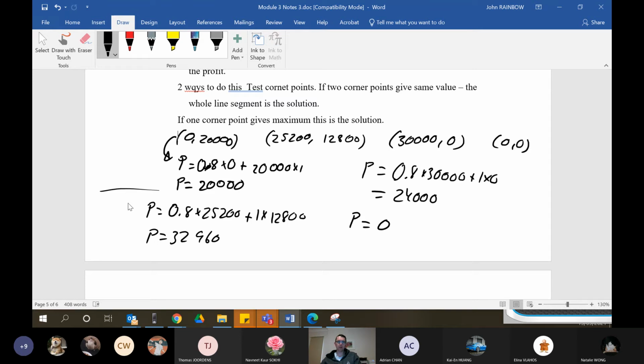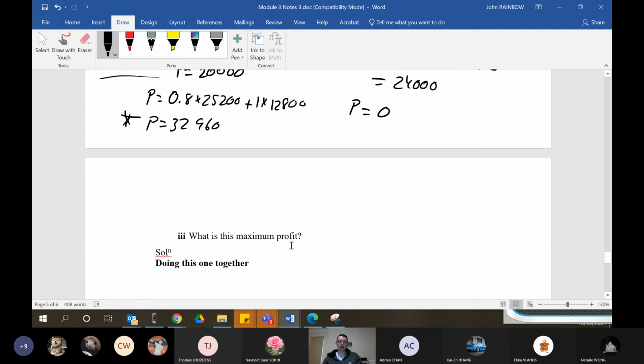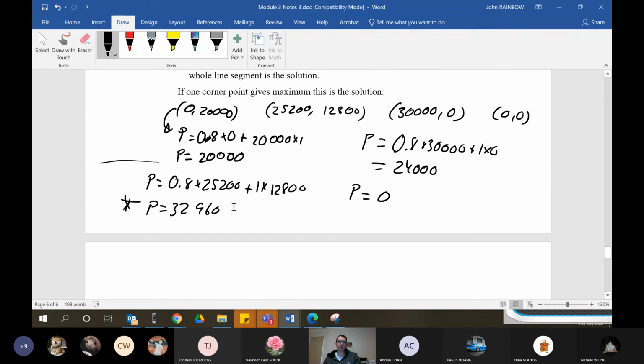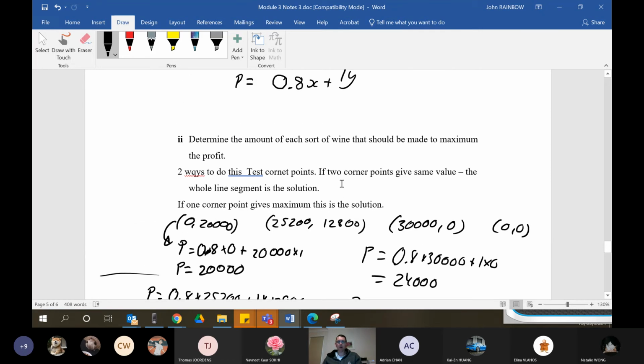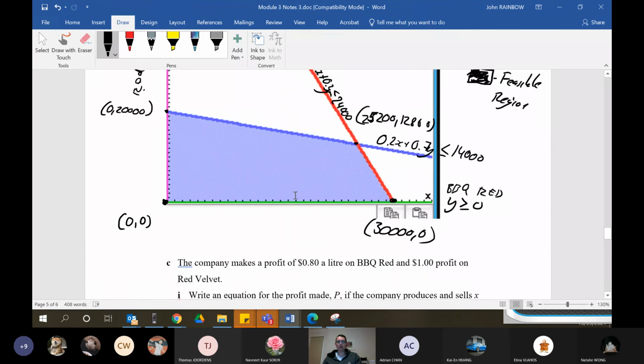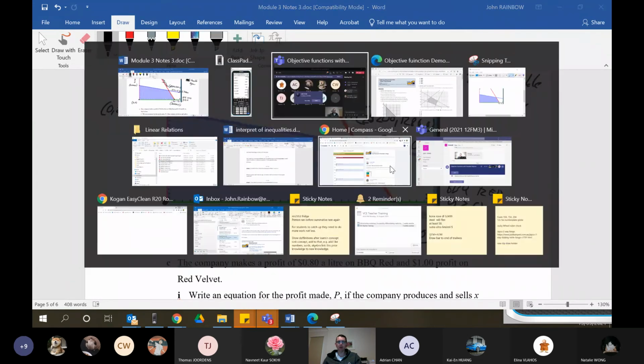So the maximum one would be to sell this amount, right? Which is pretty obvious. So what is the maximum profit? The maximum profit I get is 32,960. And if I went on to ask by producing how much, it's by producing 25,200 litres of the barbecue red and 12,800 litres of the velvet. So you can see there how that works. Okay, hopefully you can see how that works with that one there.